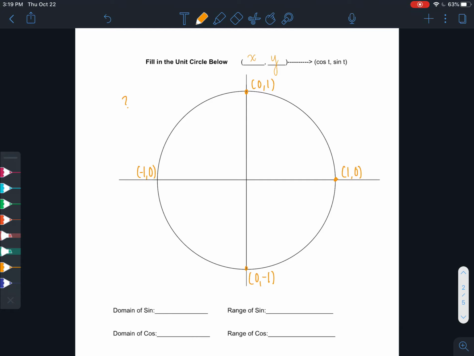Okay, something I do want to note is that for a unit circle, the domain of sine is negative infinity to infinity. And the domain of cosine is negative infinity to infinity as well. But the range of sine only goes between 1 and negative 1 because it keeps going around and around the circle. It never gets outside of 1. It just keeps going between negative 1 and 1. So our range is negative 1 to 1, as is for cosine.